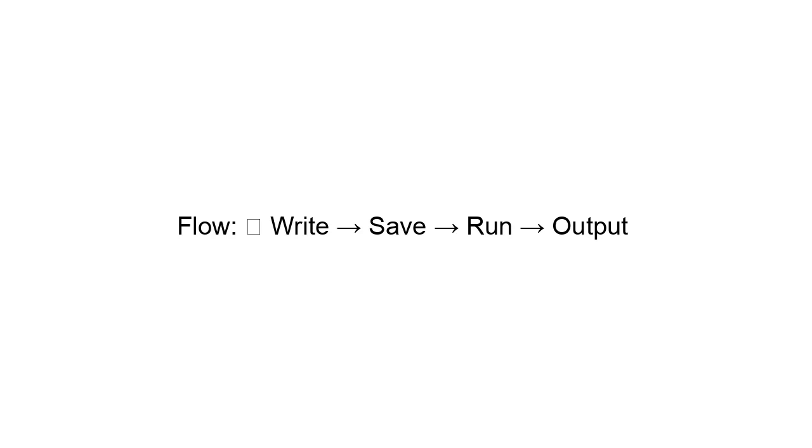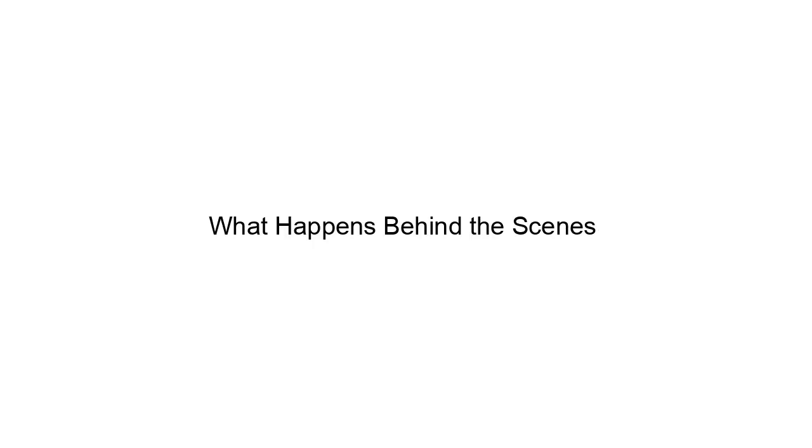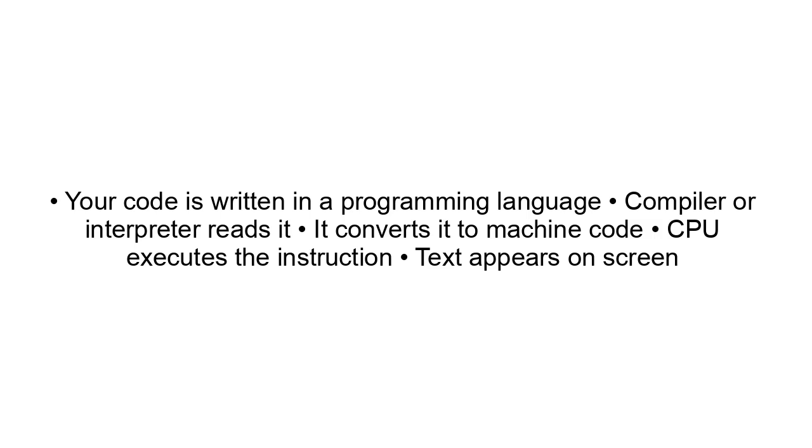What happens behind the scenes? Your code is written in a programming language. A compiler or interpreter reads it. It converts it to machine code. The CPU executes the instruction. Text appears on screen. So, code means translator means CPU means screen.